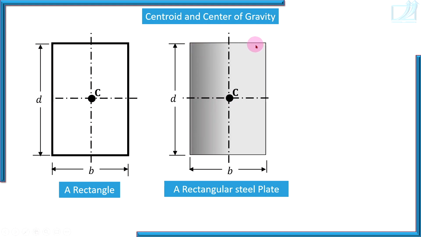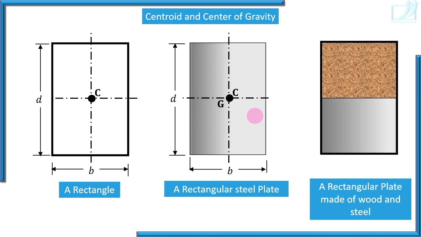But this is a body, physical body. It has a mass also. And therefore there is a gravitational force acting on the body. The point where gravitational force acting on a body is assumed to be acting, that is called the center of gravity. And in this case, the same point is center of gravity. One more example.